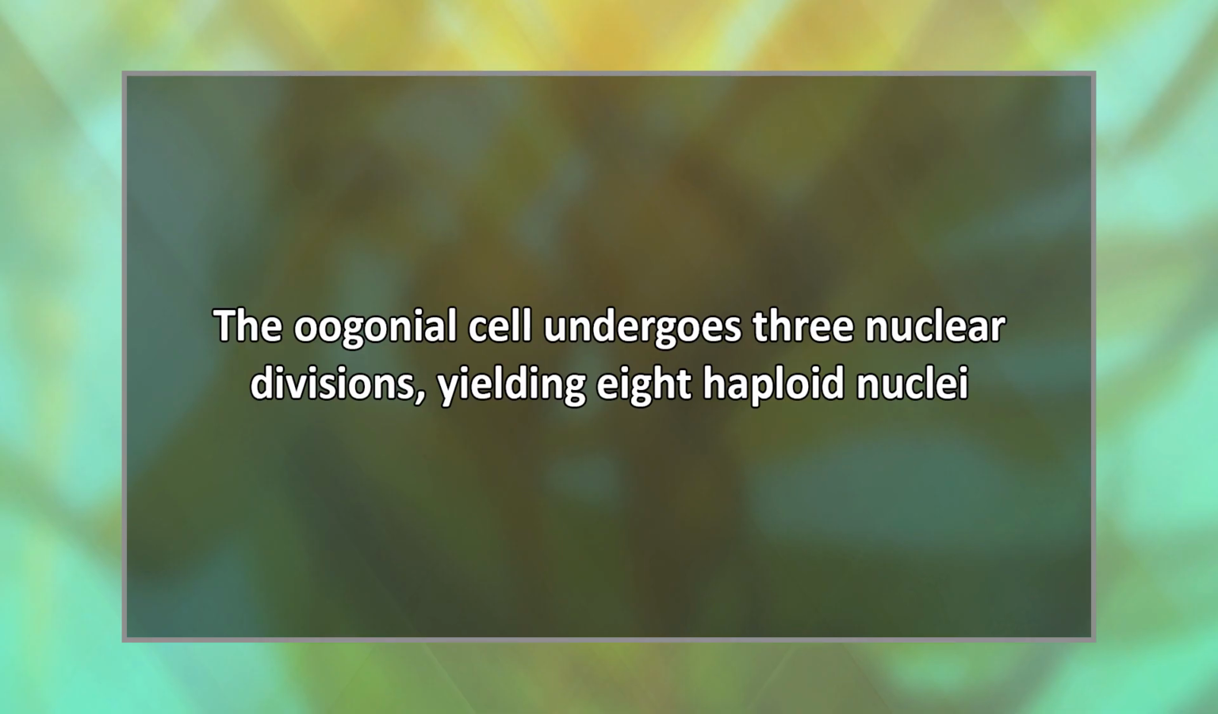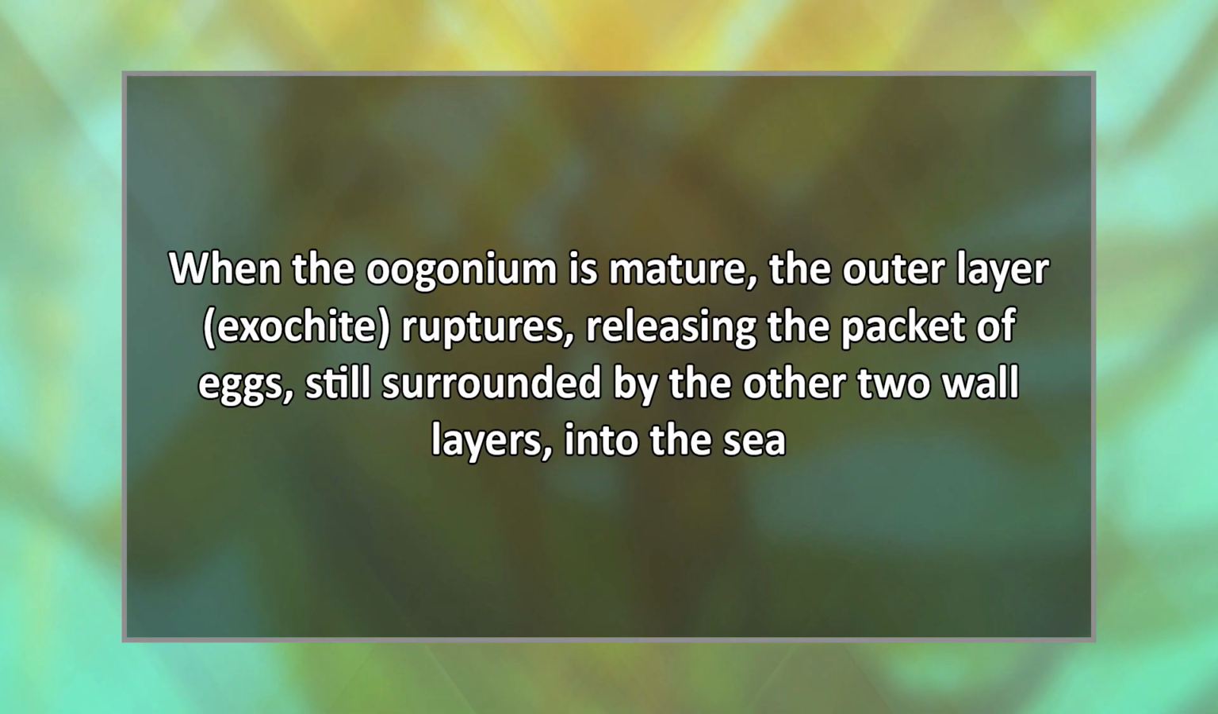The oogonial cell undergoes 3 nuclear divisions, yielding 8 haploid nuclei. The cytoplasm then cleaves into 8 eggs, which get enclosed in a cell wall of 3 layers. When the oogonium is mature, the outer layer, that is exocyte, ruptures, releasing the packet of eggs still surrounded by the other 2 wall layers into the sea.